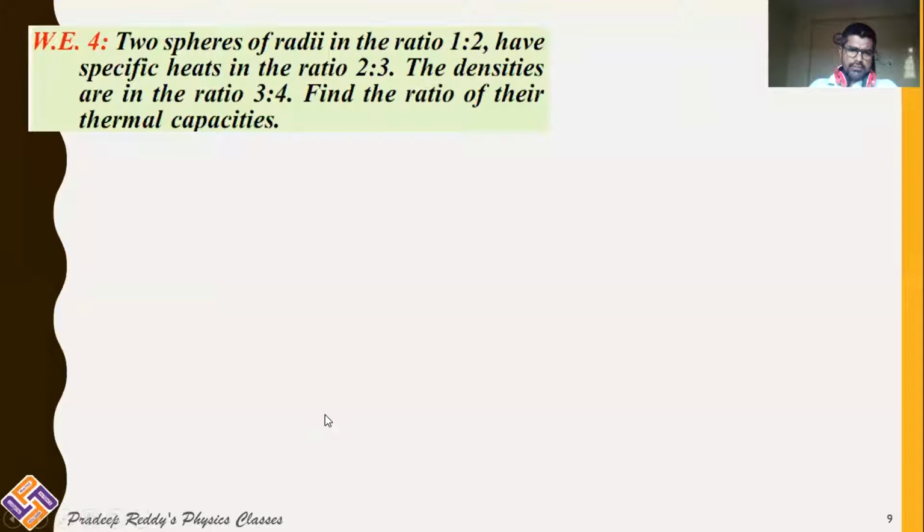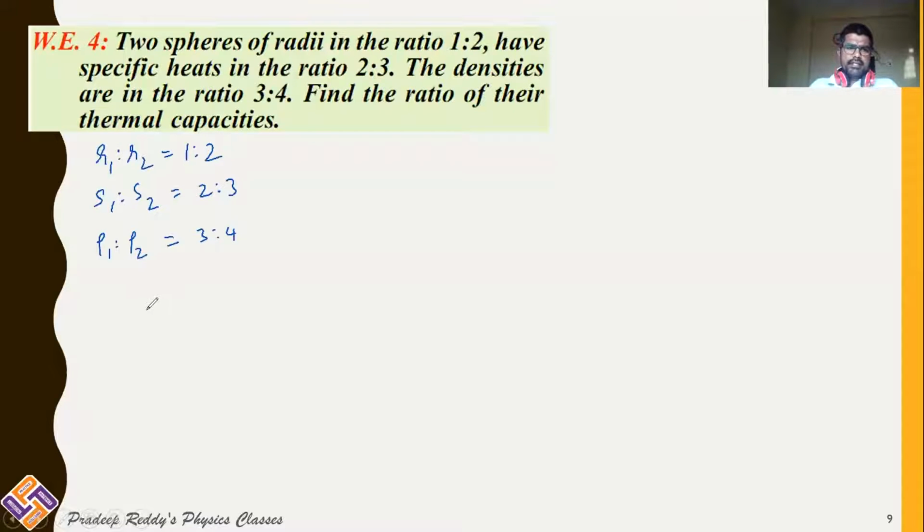Coming to the next question. First write down what is given to you in the problem. Radii are in the ratio R1 is to R2 equal to 1 is to 2. Specific heats are in the ratio S1 is to S2 equal to 2 is to 3. And densities are in the ratio ρ1 is to ρ2 equal to 3 is to 4. Find the ratio of their thermal capacities.